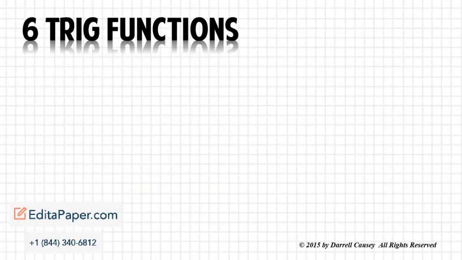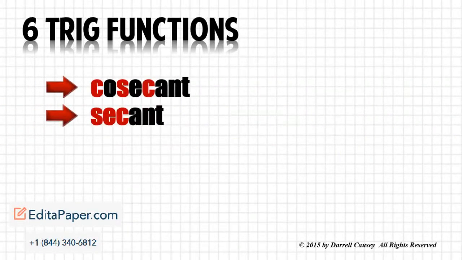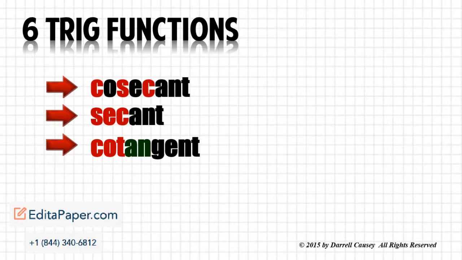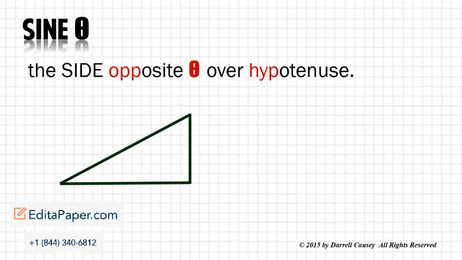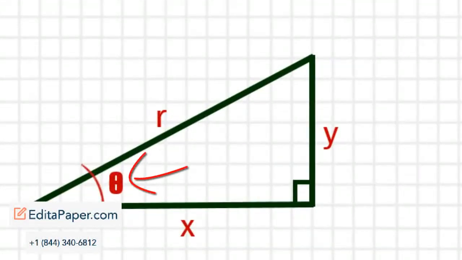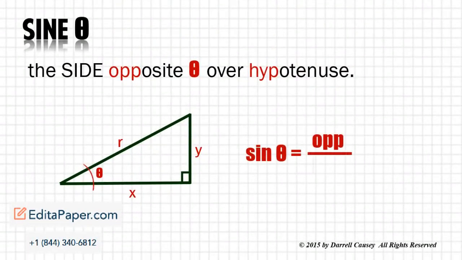And there are 6 basic trig functions that we need to know: sine, cosine, tangent, cosecant, secant, and cotangent. And these 3 are known as the reciprocal functions. All right, what is sine? Sine is defined as the side opposite the angle over hypotenuse. Now we're going to use theta as a symbol for our angle. And so sine theta is opposite over hypotenuse, which is going to be y over r.